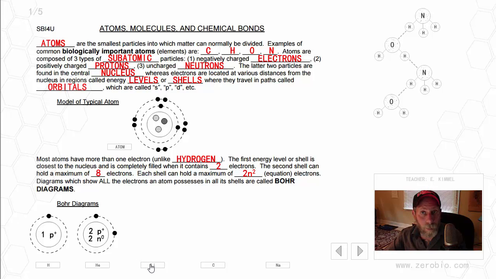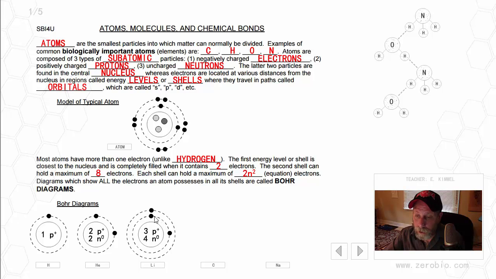Lithium, atomic number 3, symbol Li. Lithium has in its nucleus 3 protons, so 3p plus. And because of its mass number, you can calculate it has 4 neutrons, 4n0. Because it has 3 protons, and this is a neutral element, lithium also has 3 electrons. The first 2 electrons occupy the first energy level or shell.